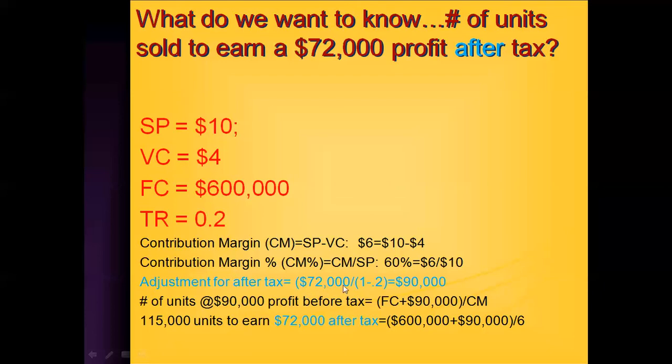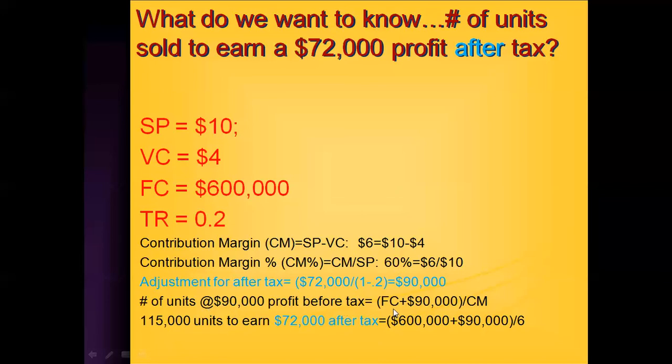You take that $72,000 profit objective and you divide that by 1 minus the tax rate of 20%, 0.2. That equals $90,000. That's the profit that you would need to make before tax in order for you to make $72,000 after tax.